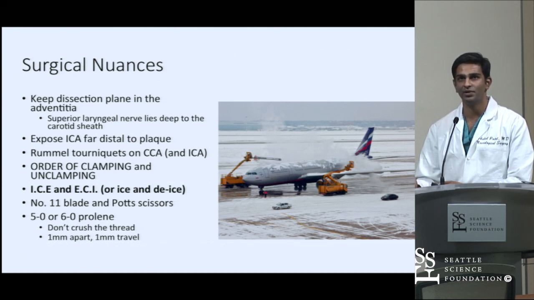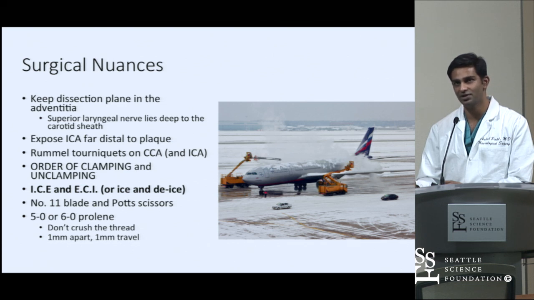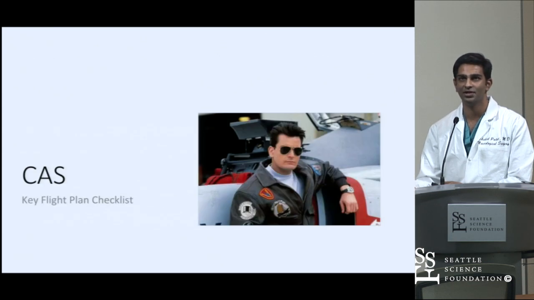You just use a number 11 blade to make your arteriotomy and pott scissors to continue the arteriotomy. Be careful that you have good exposure and you don't veer to either side of the carotid, which can happen and make your arteriotomy or stitching very hard to do later down the road. The key is, when you do the stitching, 1 millimeter apart, 1 millimeter travel, especially at the apex of the arteriotomy, where the internal carotid artery is usually pretty small, so you don't get stenosis from your stitching.